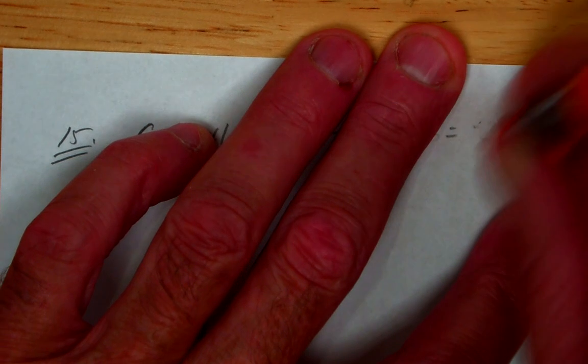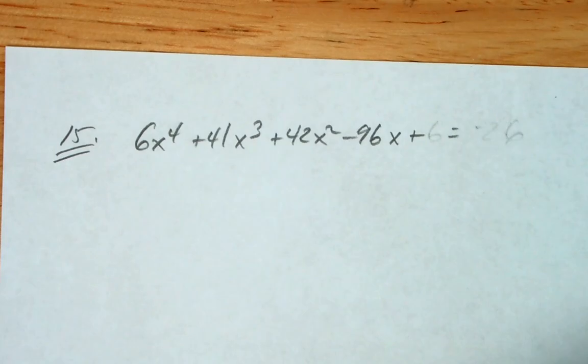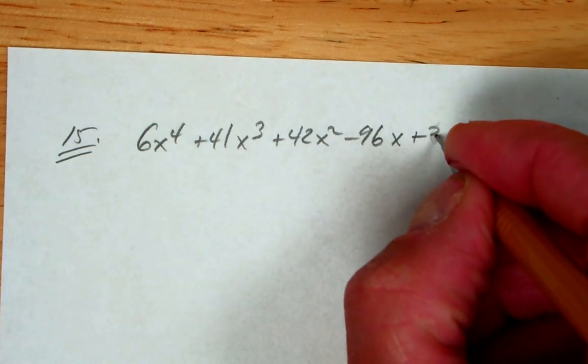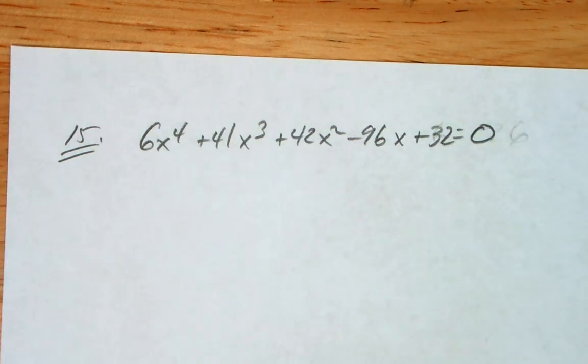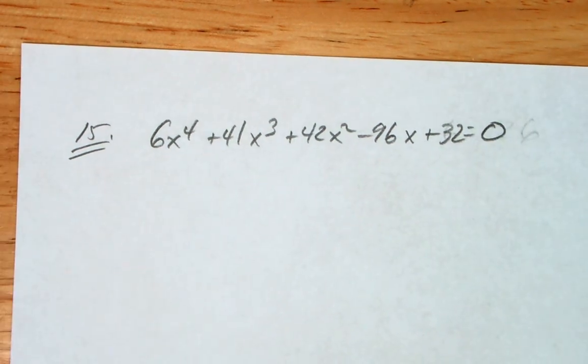I'm just going to go 32. Okay. So now we've got this onslaught of different options as far as possible rational roots. This one has a ton. This one has probably too many for you to list on a quiz or something, but I do want to go over how you would do that again.